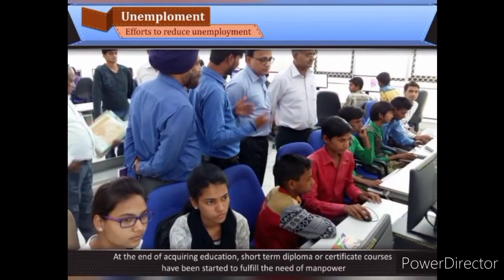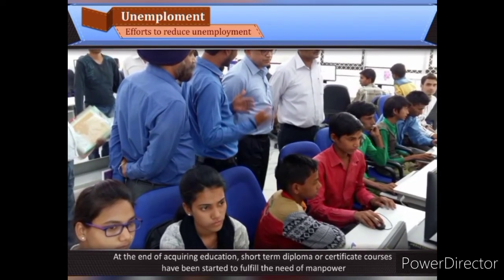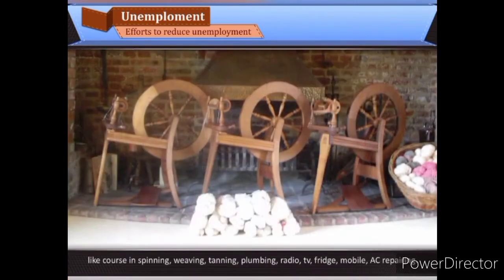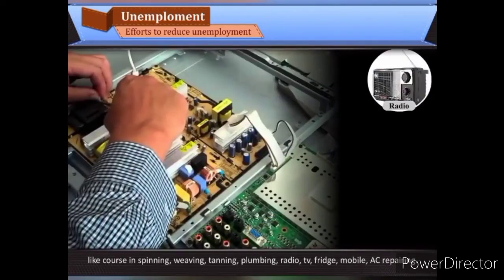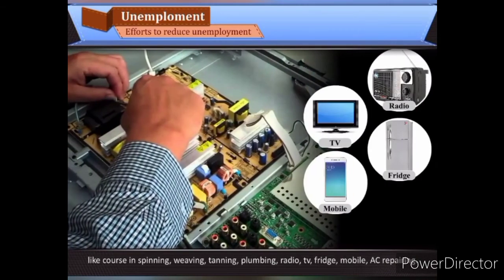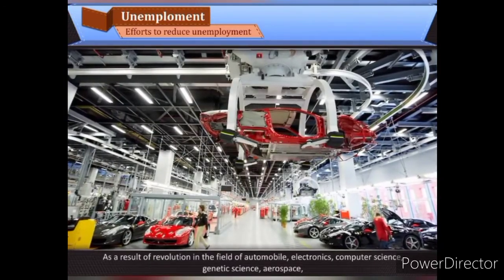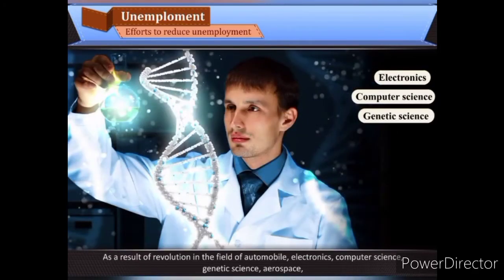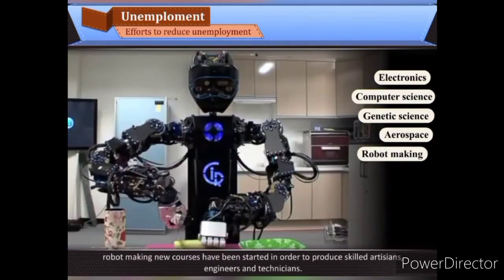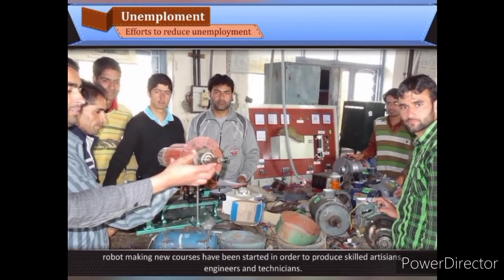At the end of acquiring education, short-term diploma or certificate courses have been started to fulfill the need of manpower, like courses in spinning, weaving, tanning, plumbing, radio, TV, fridge, mobile, AC repairing. As a result of revolution in the field of automobile, electronics, computer science, genetic science, aerospace, robot making, new courses have been started in order to produce skilled artisans, engineers and technicians.